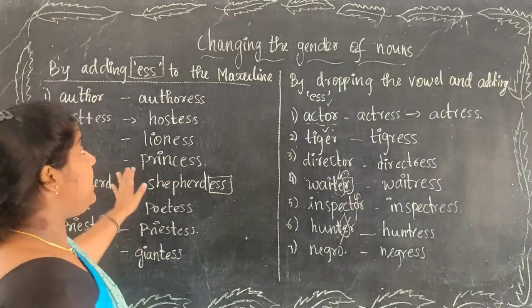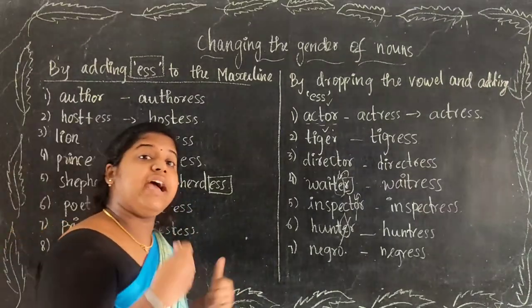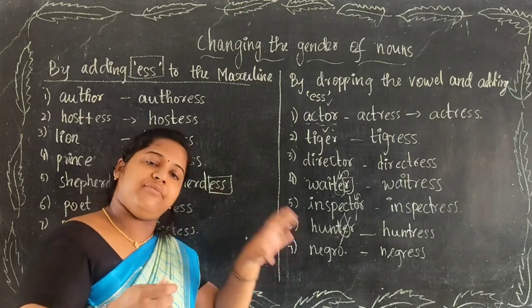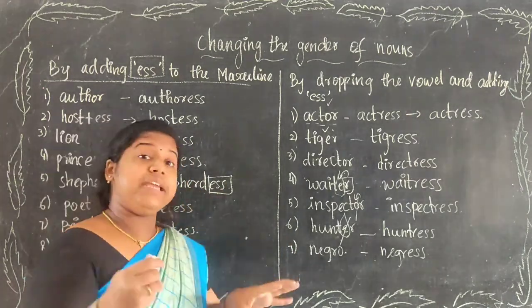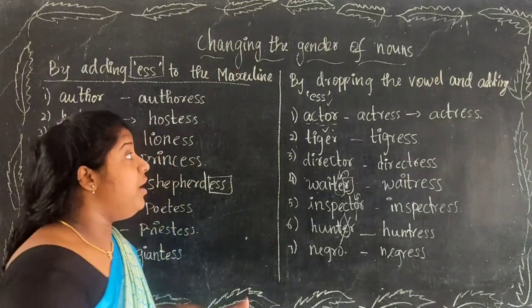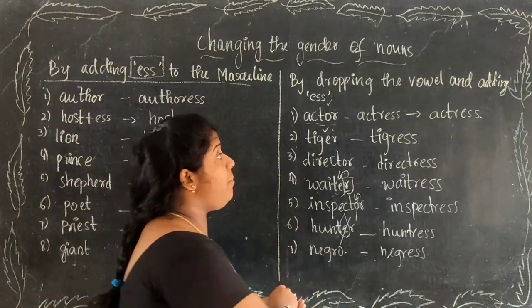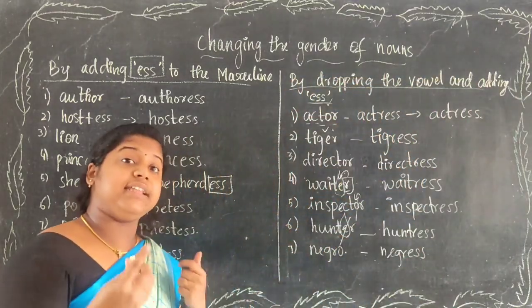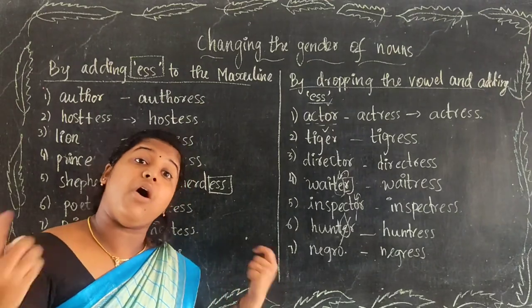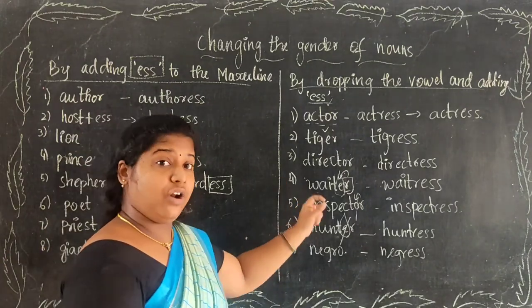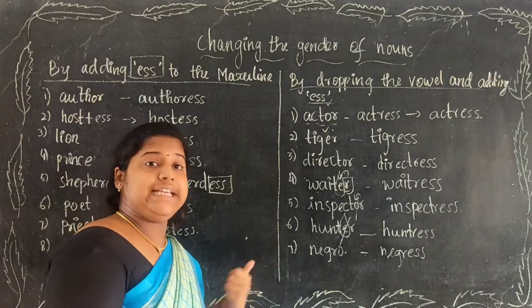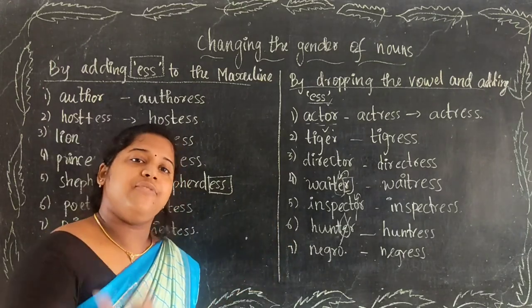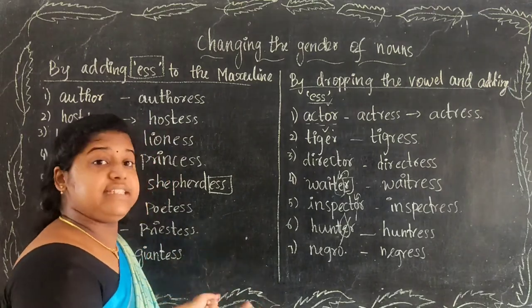Okay students, have you all understood these ways? First one is by adding ESS to the masculine gender to form a feminine gender. But in this way, by dropping the vowel and then adding ESS, you should not drop all the vowels. You should drop only a few vowels and then add ESS, and then it becomes a feminine gender. Okay, are you clear with this till now?